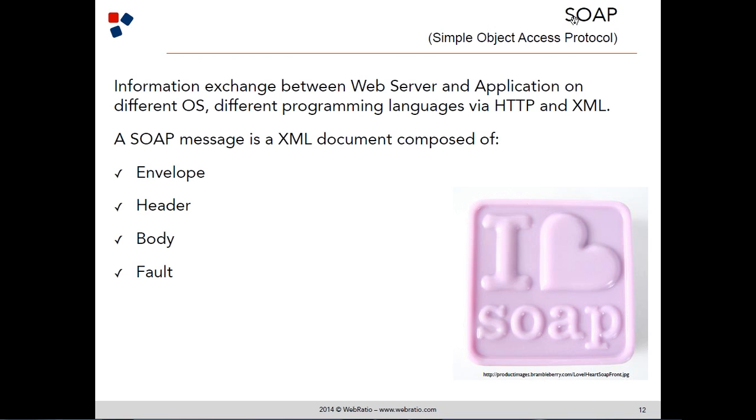First of all, let's see what is SOAP. SOAP is the protocol that we are going to use in this example, and it is the most used on the web. SOAP is the acronym for Simple Object Access Protocol. It is a protocol that allows you to make exchanges between a web server and an application, which may work with different operating systems and different programming languages, since you are going to use open standards and open protocols like HTTP and XML. So basically, a SOAP message, which is the information exchanged between the web server and the application, is an XML document composed of an envelope, a header, a body, and a fault. Okay, so we are going to manage this exchange of information using this XML document.